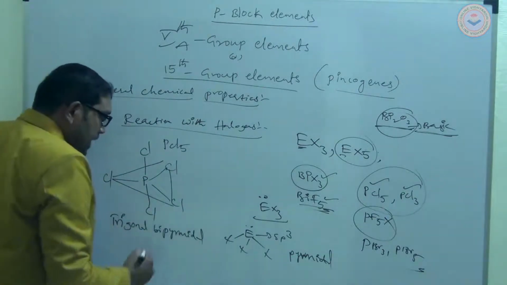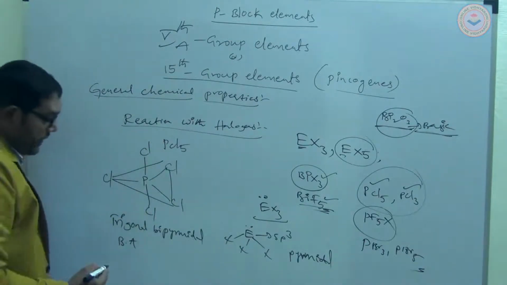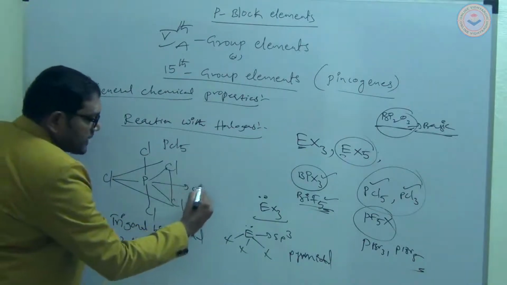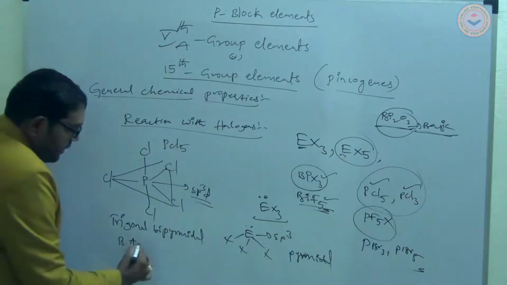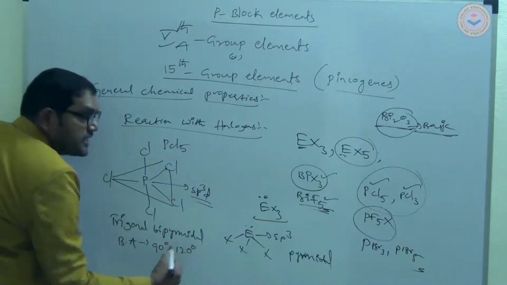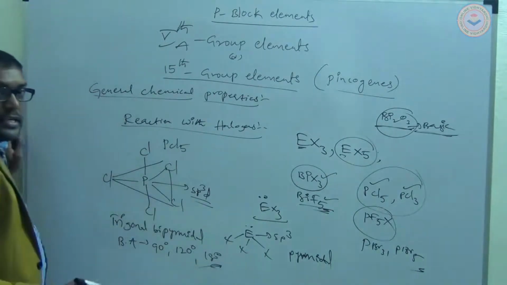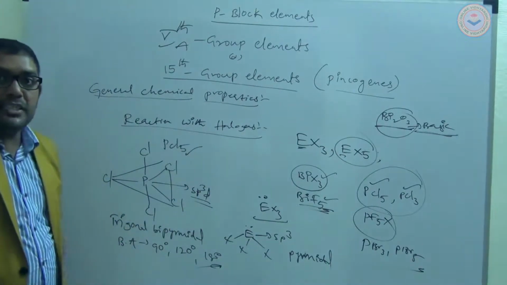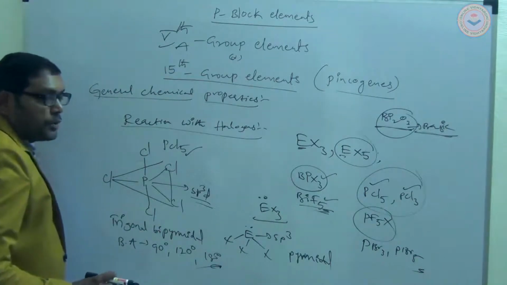In the trigonal bipyramidal structure, PCl5 shows different bond angles, and the phosphorus atom shows sp3d hybridization with no lone pairs. The bond angles are 90 degrees, 120 degrees and 180 degrees. Three different bond angles are possible only in the PCl5 molecule with sp3d hybridization. That is the reaction with halogens.